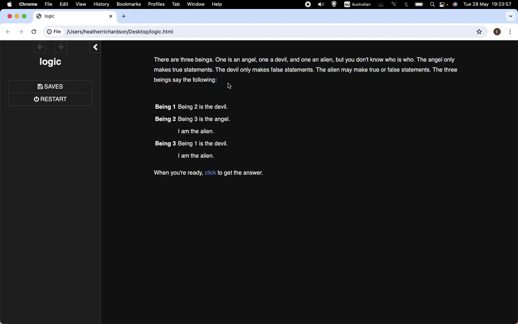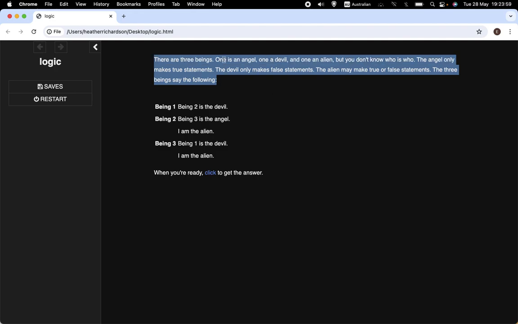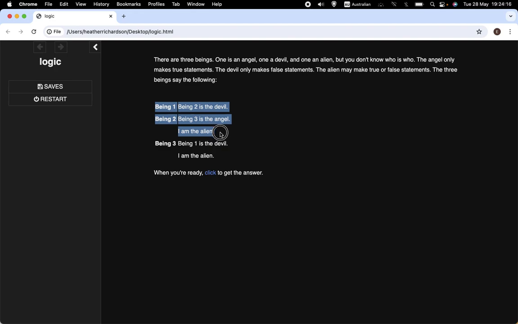So all of that text that I've highlighted there, that's always the same. So far, I would like to expand this code in future videos if there's enough interest. But at the moment, it's always exactly three beings and always exactly one is an angel, one's a devil, and one's an alien. So this bit is different each time, or at least, I assume there's a finite number of possibilities, but practically speaking, it will be different each time.